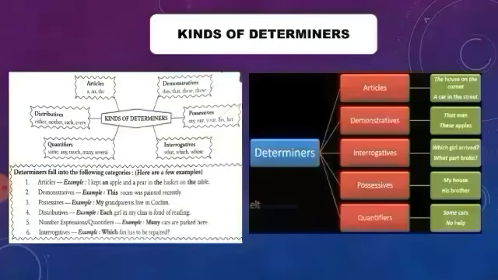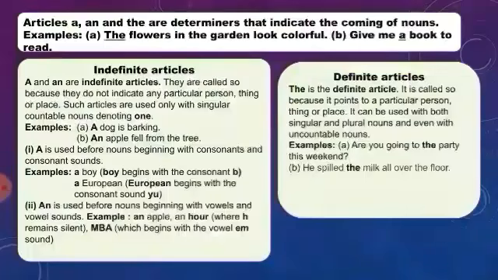Interrogatives. For example, which fan has to be repaired. So which fan, that is again a determiner and it is an interrogative. What, which and whose are used as interrogatives. So in the second picture: articles, demonstratives, interrogatives, possessives, quantifiers. Now students, we will go into details with the kinds of determiners.